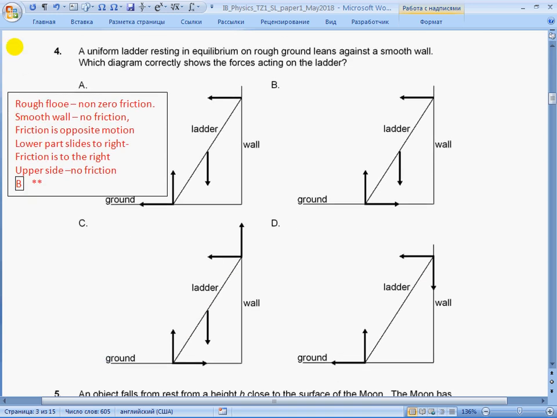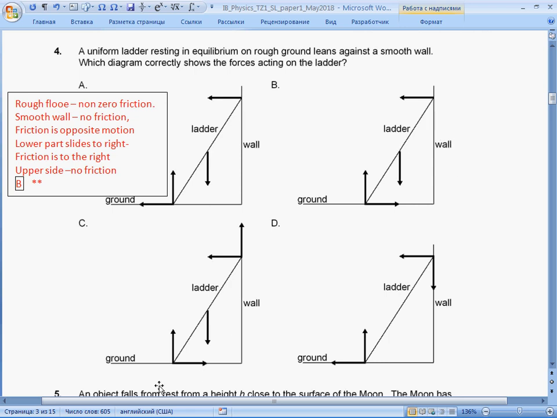A uniform ladder resting in equilibrium on rough ground leans against a smooth wall. Rough means with friction, smooth means no friction. Which diagram correctly shows the forces acting on the ladder? Let's look, for example, at A. The ladder is trying to slide down, so the lower part is about to slide to the left, so friction should be to the right, and here there should be no friction. This is why we prefer B.